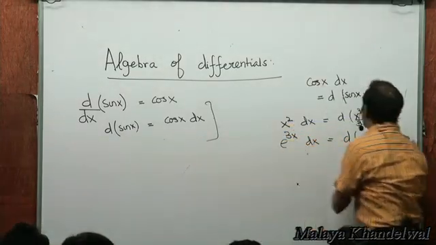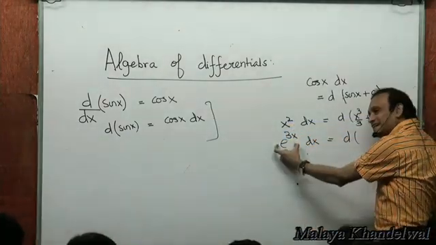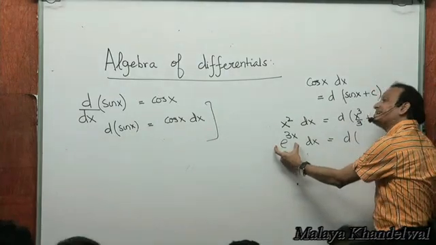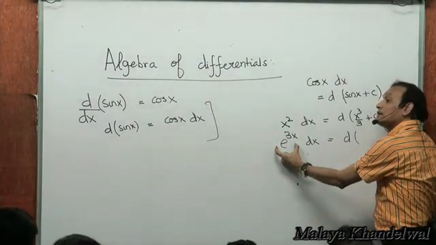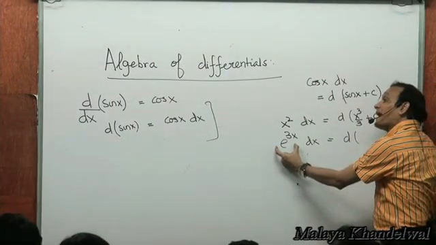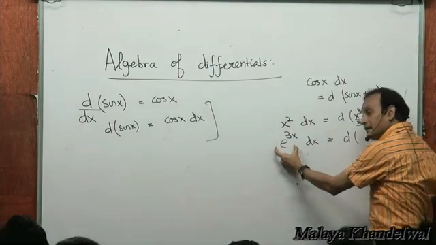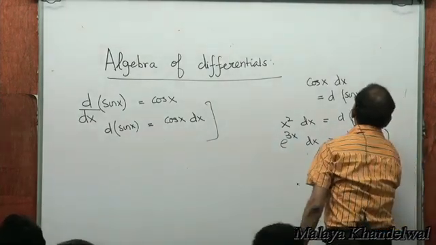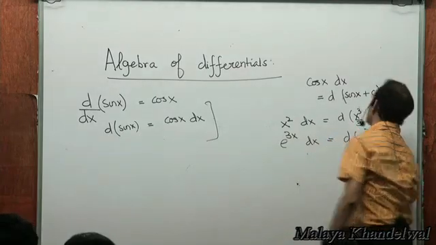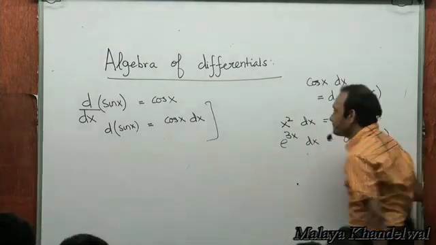Suppose I had e power 3x dx. Switch off your phone. It is d of what? D of the integral of e power 3x. What's the integral of e power 3x? E power 3x by 3. And c is optional, right?